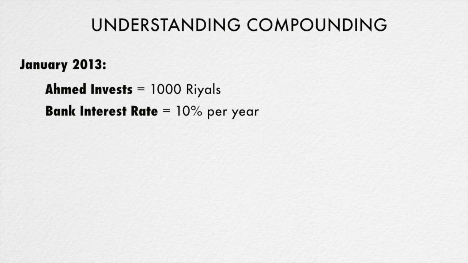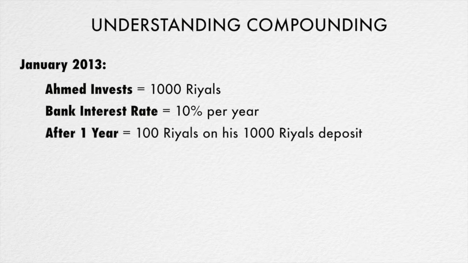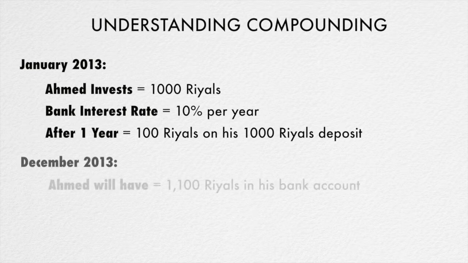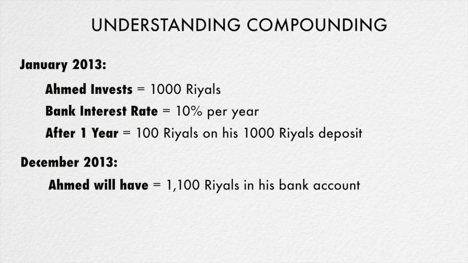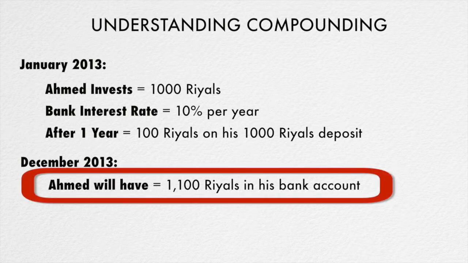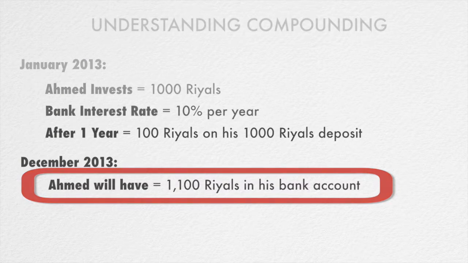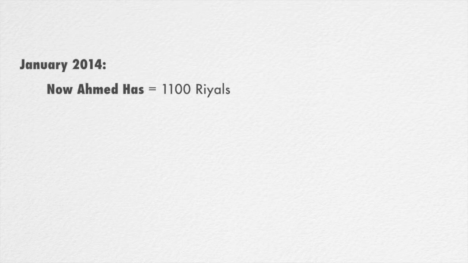After 1 year, Ahmed can expect to earn an interest of 100 riyals on his 1,000 riyals deposit. In total, he will have 1,100 Qatari riyals at the end of the year. Assuming Ahmed does not withdraw any of this money, he can reinvest 1,100 riyals the following year. Now, Ahmed has 1,100 riyals in his bank account.